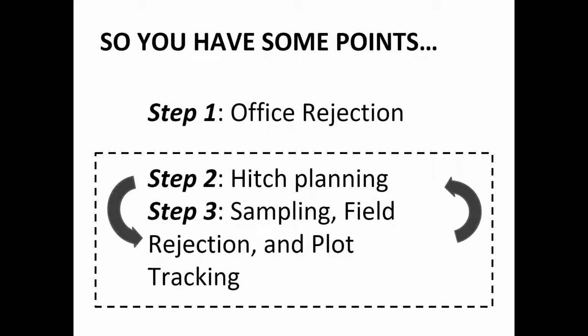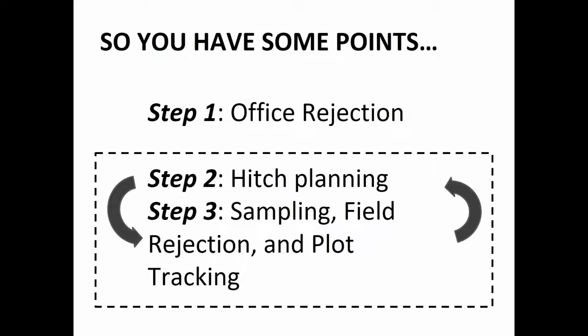The next step will be to plan your sample efforts, or your hitches, for the remaining points. A hitch, generally speaking, is the group of plots that you'll collect in one period of data collection, including the order in which you will sample the plots in that area. There's then a second round of potential plot rejection.